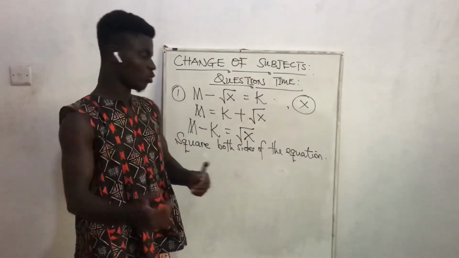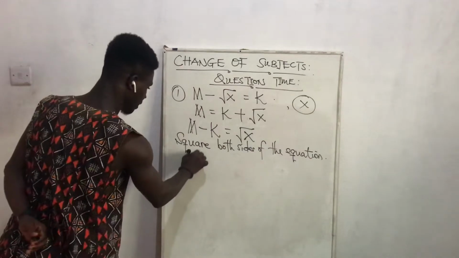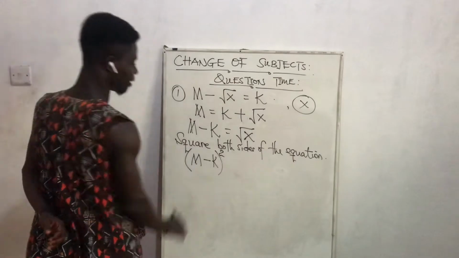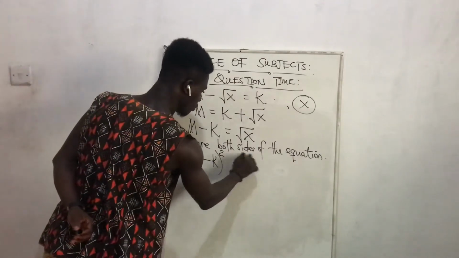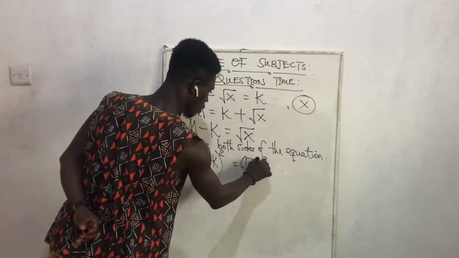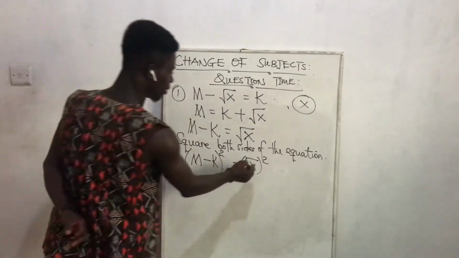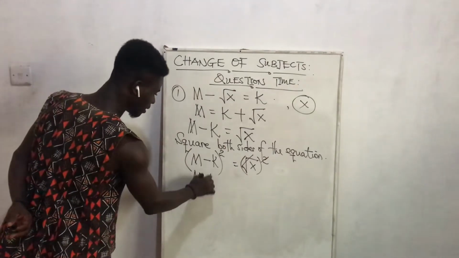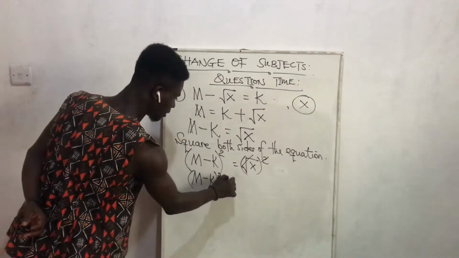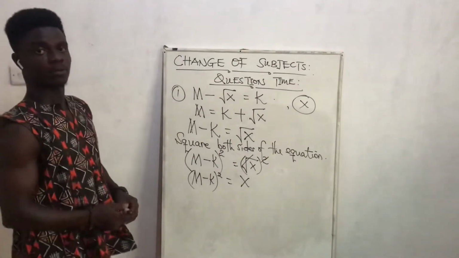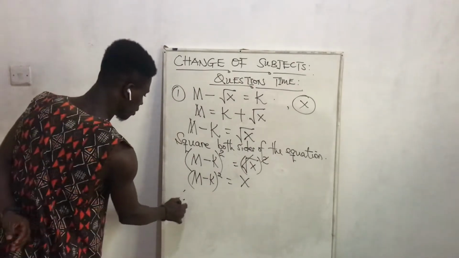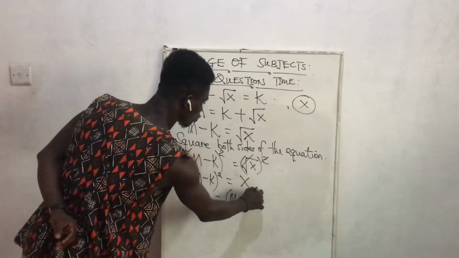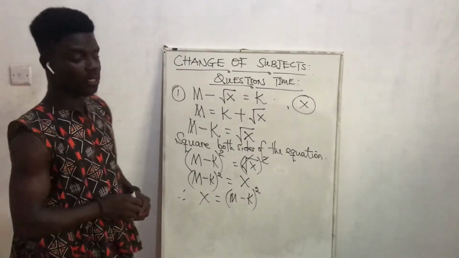The square root. So now I have (m minus k) all squared equals the square root of x, all squared. Right? So now this removes the square root. So I have (m minus k) all what? Squared equals what? x. So therefore we get x to be equal to (m minus k) all squared.